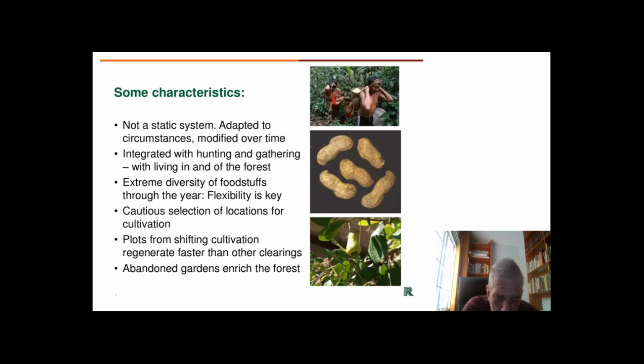Agriculture recently has been non-sustainable, and I think in the future there could be severe food shortages because of the agricultural practices we carry out. So there's an extreme diversity of foodstuffs throughout the year. That's important. With shifting cultivation, you have extreme diversity, and this gives rise to flexibility.